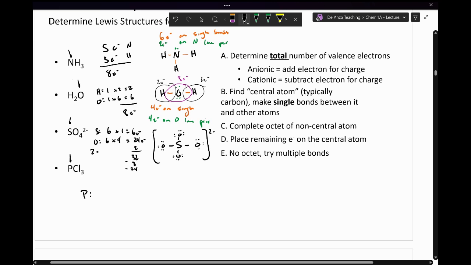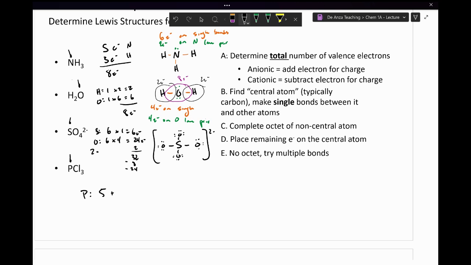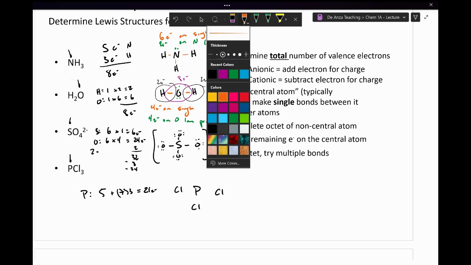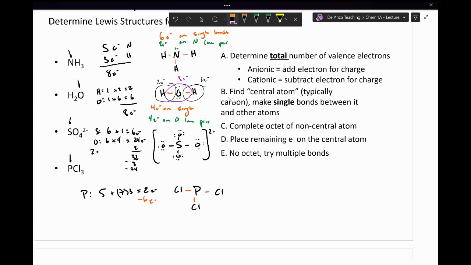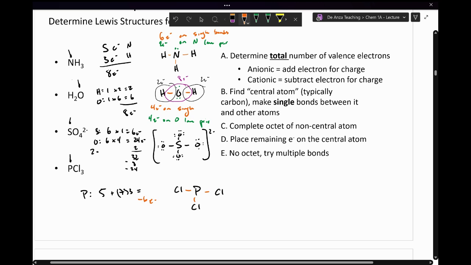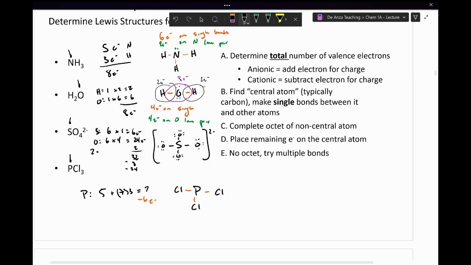Each phosphorus gives us 5 electrons. Each chlorine gives us 7. We multiply that by 3. That gives us 21 total electrons. We put our phosphorus, we put chlorines on all 3 sides, and then we can form our bonds. 1, 2, 3. That uses 6 electrons, and so this total is not 21. This is actually 26 total electrons. So we have 26 electrons here.